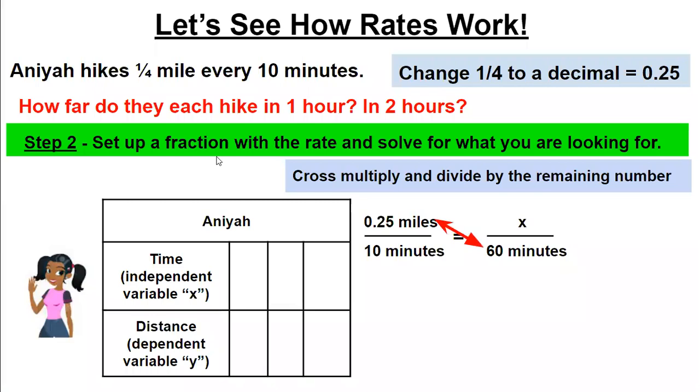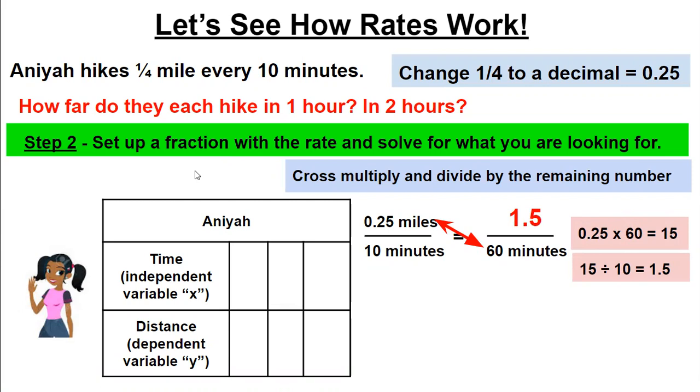0.25 times 60. So I put that in my calculator, or I figure it out with paper and pencil, and I get 15. Then I'm going to divide my 15 by the number I haven't used, the 10. So 15 divided by 10 is going to give me 1.5. So Anaya walks 1.5 miles in 1 hour.